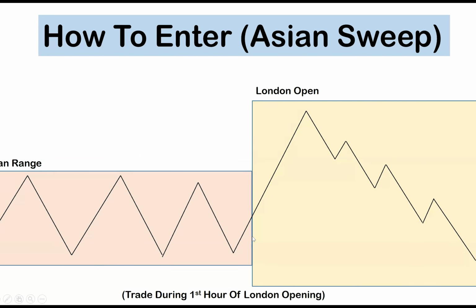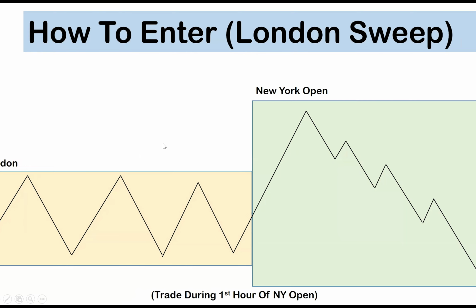Price is in consolidation, then London opens, and what do we do? We take out the Asian range liquidity, which is right here. So this is the first hour of London open. We wait until the market structure shift. We get inside of this trade, and then we hold all the way down. Very, very, very simple. Now the same thing applies when we are trading the New York.